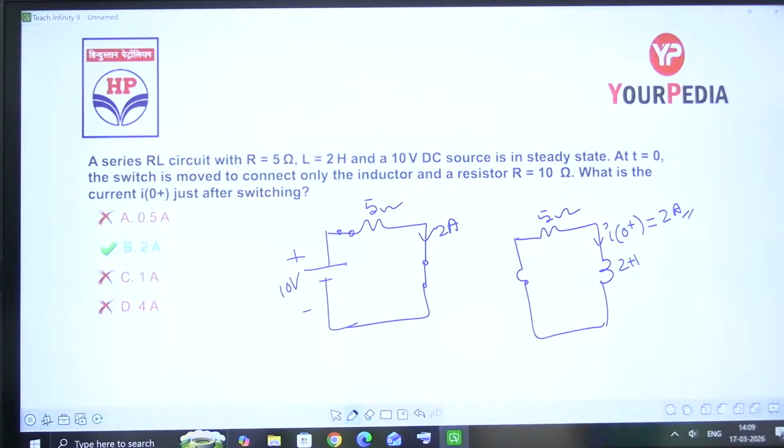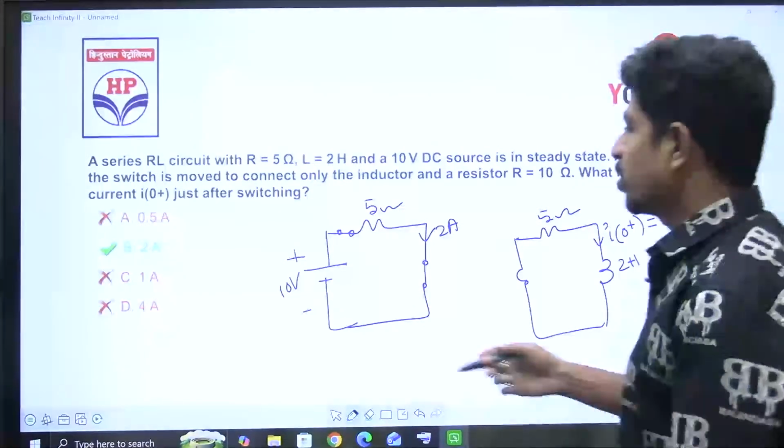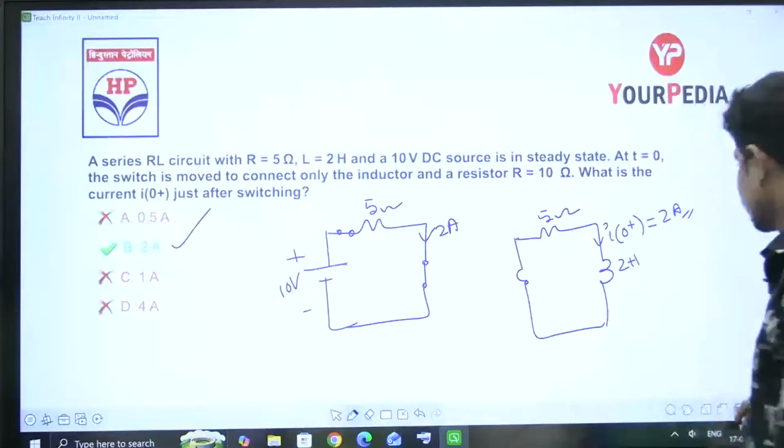Don't misunderstand: inductor is not going to stop the current. Inductor will allow gradual changes in current, not sudden changes. Option is B for Bombay.